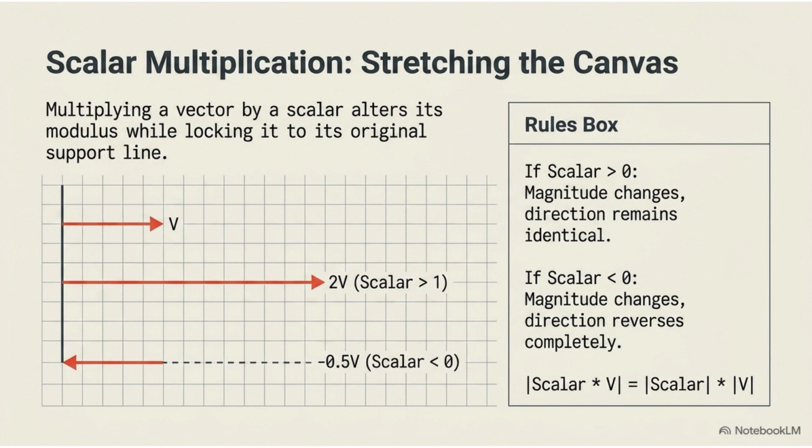Scalar multiplication. Multiplying a vector by a number changes its size. A positive scalar keeps the same direction. A negative scalar reverses the direction. For example, 2a is twice as long as a. 0.5a is half as long. Negative 3a is 3 times longer, but points in the opposite direction.